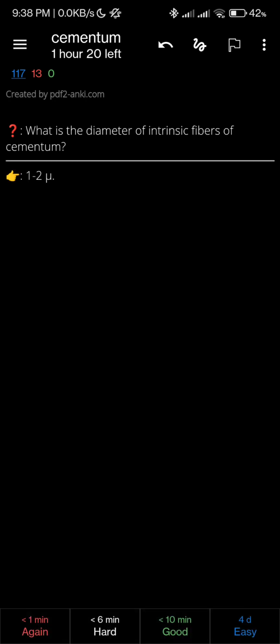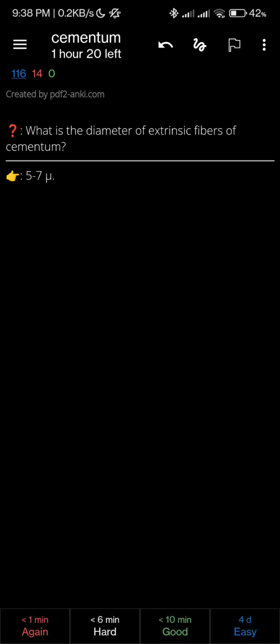What is the diameter of intrinsic fibers of cementum? 1 to 2 microns. What is the diameter of extrinsic fibers of cementum? 5 to 7 microns.